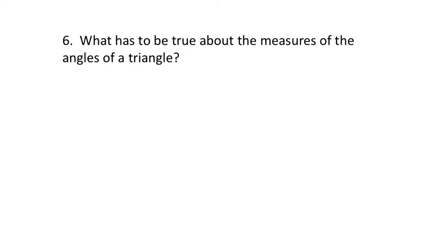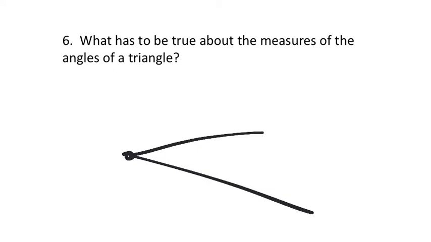What has to be true about the measures of the angles of a triangle? All right, if you look at the three angles of a triangle, you'll find that they always have to add up to 180 degrees. Well, what do we mean by degrees? Well, if you look at two lines like this with some kind of vertex like this, and another one coming out of that vertex right here, an angle is essentially the space created between the two lines right here in relationship to that vertex, okay?